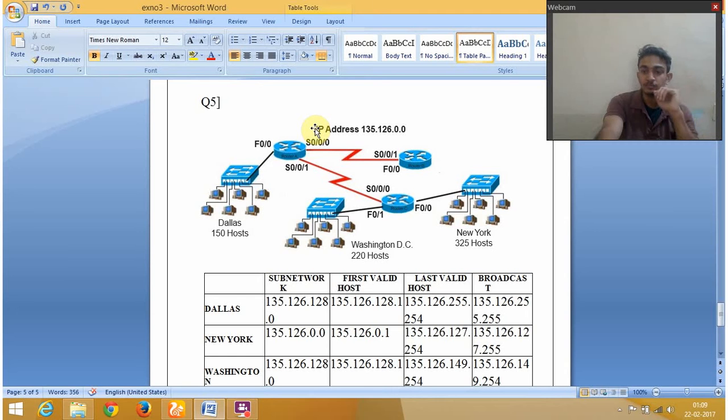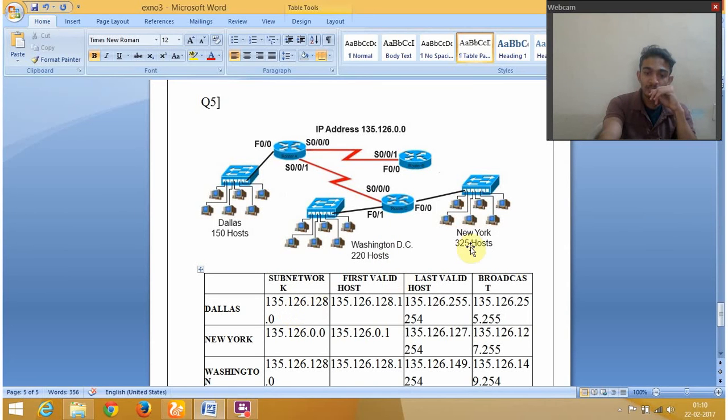That's VLSM. In this case, the address is cut into two by borrowing just 1 bit, and then one of those addresses is again cut into two and given to the remaining networks. From that, it's again cut based on the requirements, and that's what I've done here.